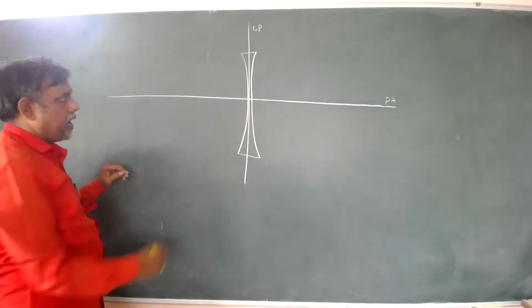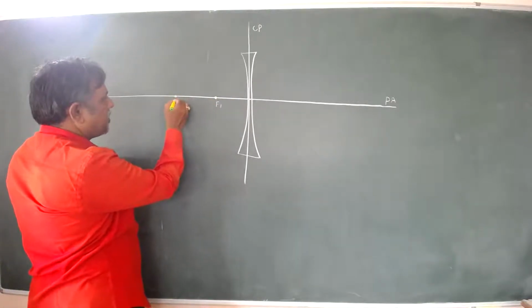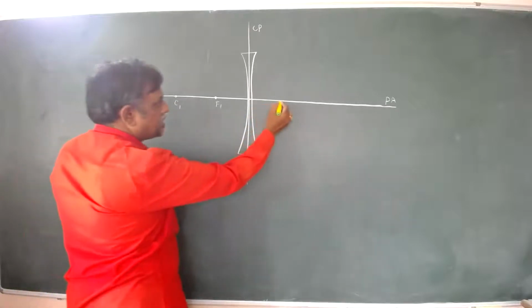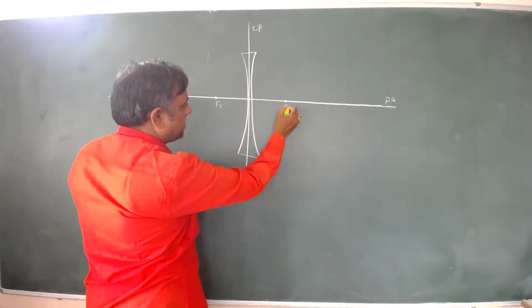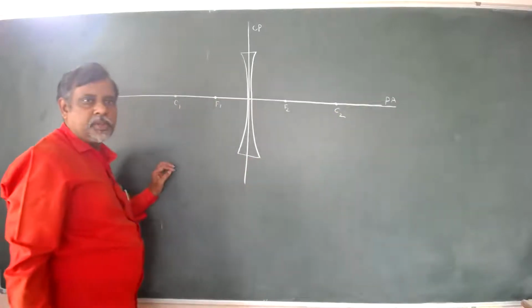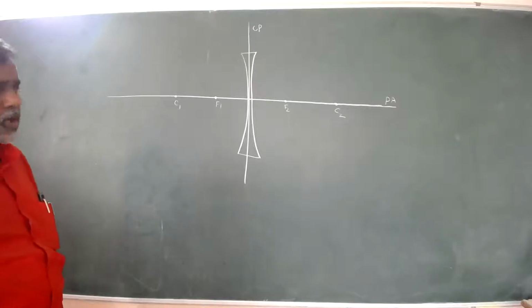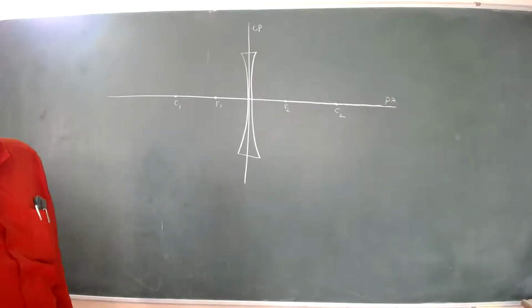Left side. Now this becomes a primary focus over here. This becomes a primary center of curvature. Next, the secondary focus will be here, F2, and the secondary center of curvature here, that is C2. You need to place the object at infinity, or you need to place the object at a finite distance. Only two cases are there.